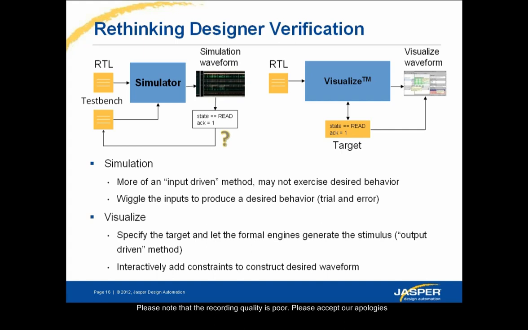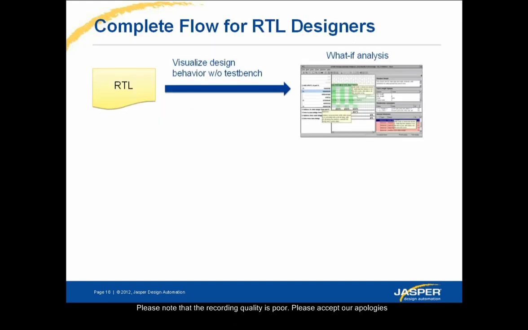On the formal side, the visualize technology, which I'll talk about just in a second, you take much more of a requirements or an output-oriented view. What should this block do? Create those assertions, and then see if in formal it can make the design do that. And if not, then iterate over that a little bit. So starting from RTL, the design behavior can be visualized without a test bench.